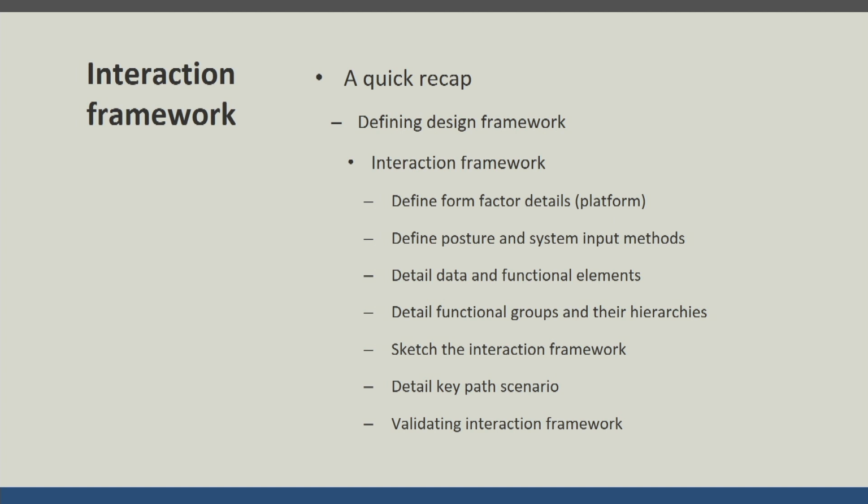Then we went on to detailing data and functional elements. Once those elements were detailed, we grouped them and sought hierarchies across those elements. So, detailing functional groups and their hierarchies was the next thing that we did. We then sketched the interaction framework and we detailed key path scenarios. And we attempted to validate the interaction framework by the use of alternate scenarios.